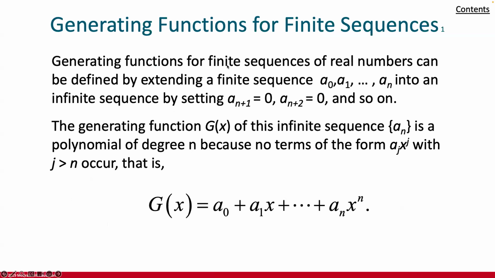So generating functions for finite sequences of real numbers can be defined by extending a finite sequence a_0, a_1, ..., a_n into an infinite sequence by setting a_{n+1} equal to 0, a_{n+2} equal to 0, and so on. The generating function G(x) of the infinite sequence a_n is a polynomial of degree n because no terms of the form a_j x^j with j greater than n occur. That is, we have this kind of a relationship.